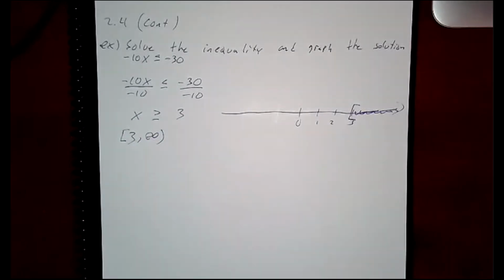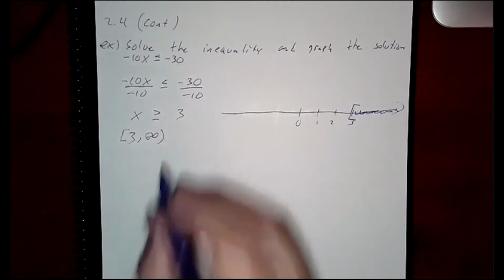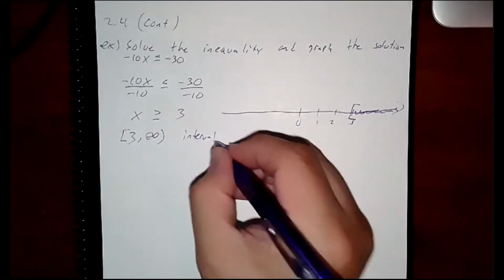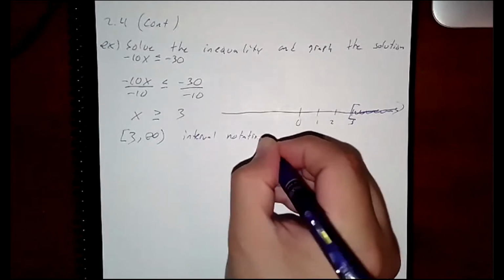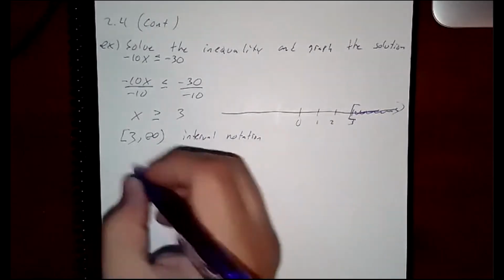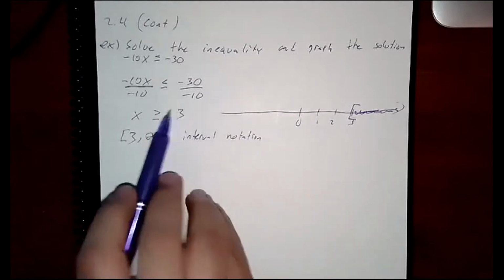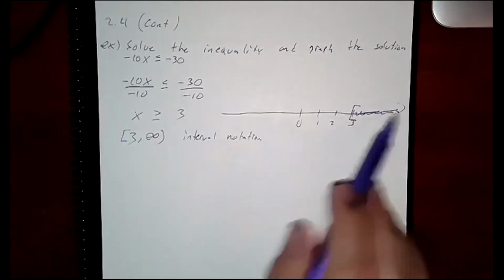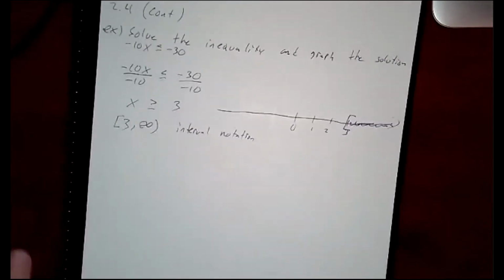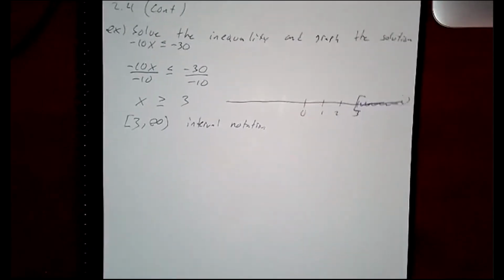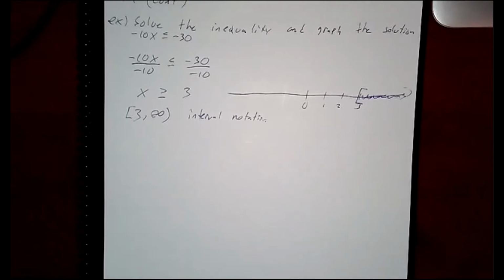So you never put brackets on infinity. So this is the interval notation. This is the inequality, that's the graph, and that's the interval. So on these types, you'll solve for x, graph it, and then put the interval notation. Does that make sense? Yes. Okay.